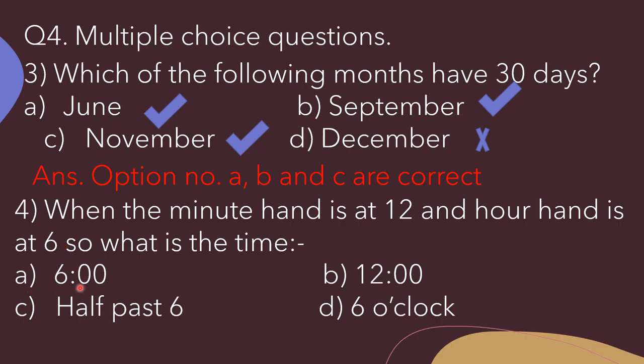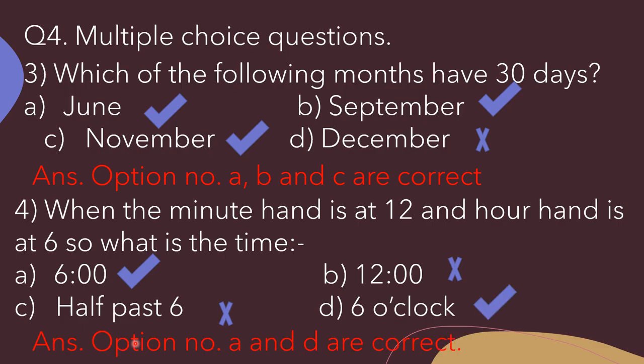So let's see. In A part it is given 6 colon 00. Minutes are 0 because our hand is at number 6 and minute hand is at 12. And when our minute hand is at 12, our minutes are 0. It means this option is correct. So we will tick this option. Now it is given 12 colon 00 means 12 o'clock. That is wrong because our hand is at number 6. So we will cross this option. Now half past 6. That is also cross. Wrong option. Now in D part it is given 6 o'clock. This option is correct. So we will tick this option. Now we have to write its answer. That is option number A and D are correct.